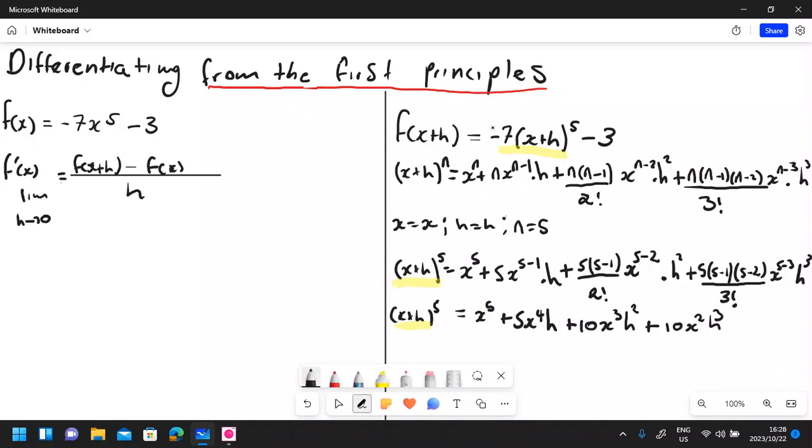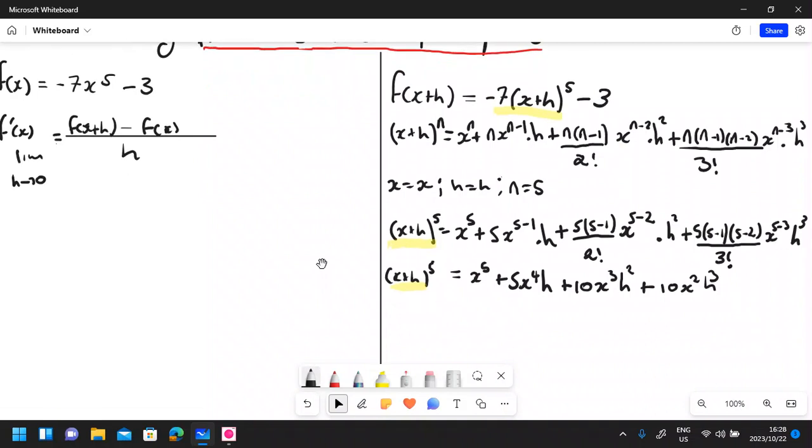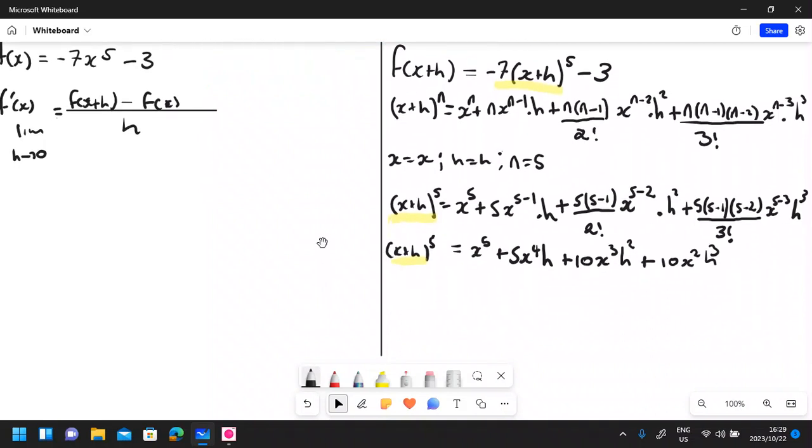But remember, f of x is basically not that. It means that now, let me just open a space here, guys. I'll try to be as quick as possible, because this can take long. So remember, f of x plus h is -7. So you say -7, then you open the bracket and you put everything in there.